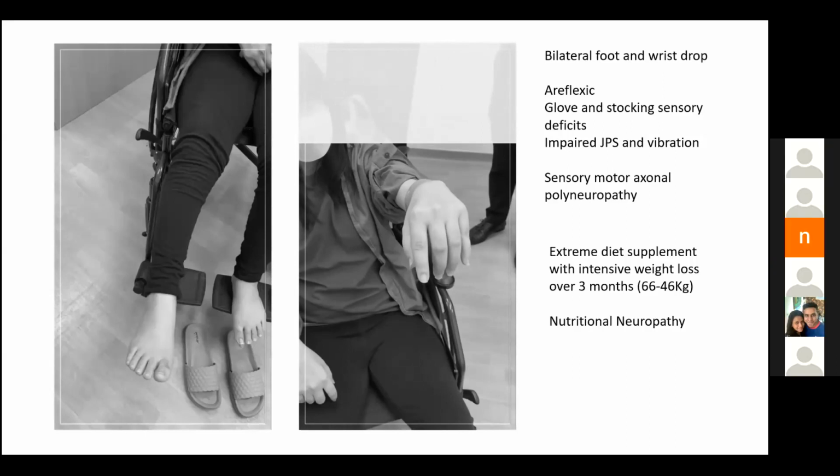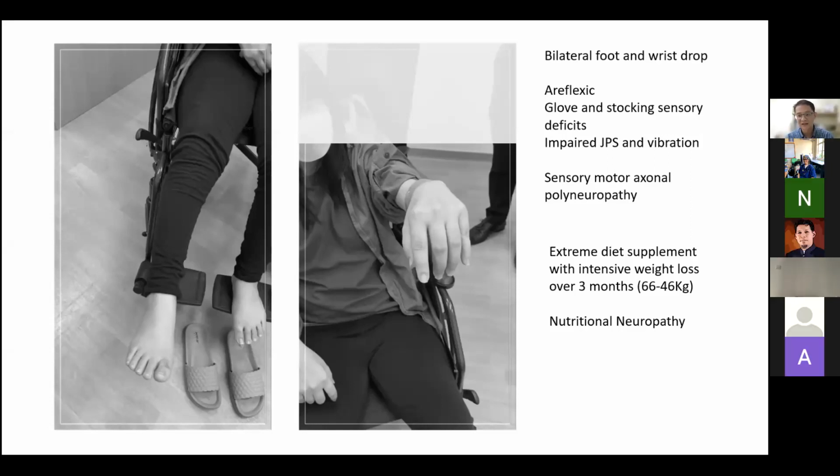So the history is just built on extreme diet supplement, with intensive weight loss over 3 months, from 66 kilos to about 46 kilos. So this patient has a nutritional related neuropathy. If you were to test her B1, B6, B12, and also the folic acid, they are all at the lowest border. Diagnosis is straightforward. In fact, when you see a patient with wrist drop and foot drop like this, and you get the history that the patient has had rapid weight loss, you know that it is nutritional deficiency. These are the patients, you put them on supplements, and they will resolve, and they will resolve completely.